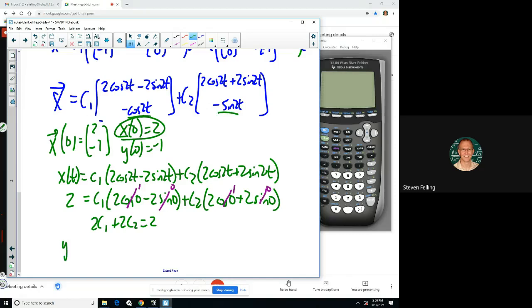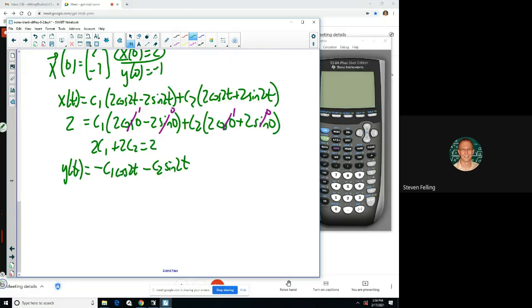So y as a function of t is negative c1 cosine 2t minus c2 sine 2t. So using the second initial value, that when t is 0, y is -1, so -1 here, when t is 0, minus c2 sine of 0, and then using the fact that cosine of 0 is 1 and sine of 0 is 0, gives me negative c1 equals -1. So right off the bat, I know c1 is equal to 1, okay?